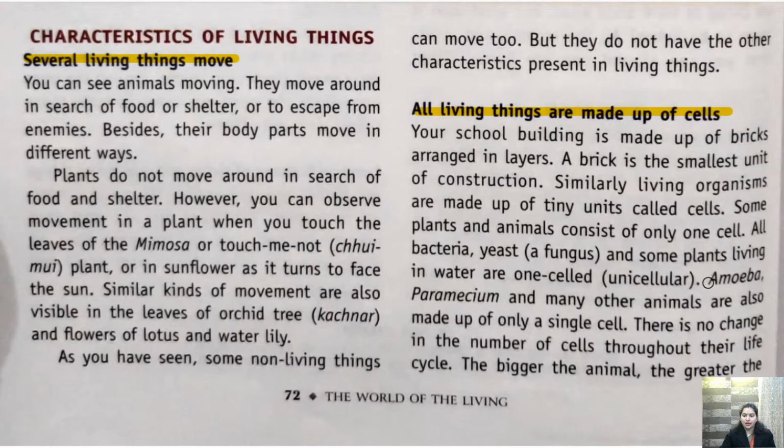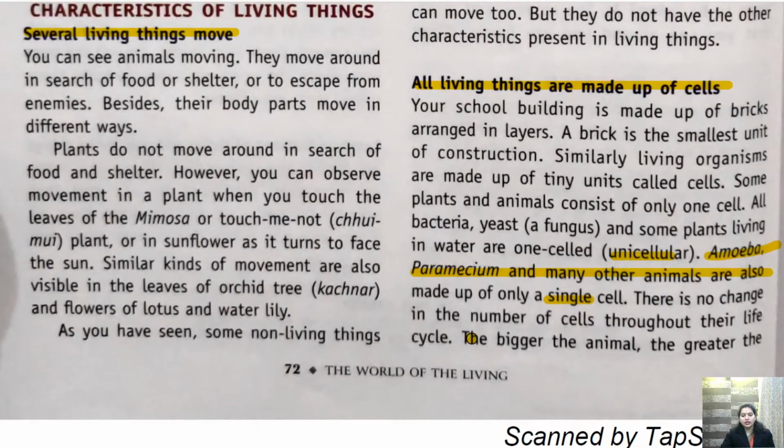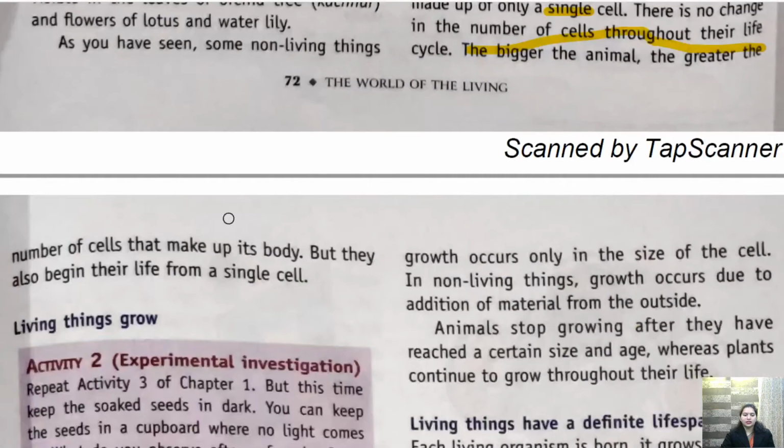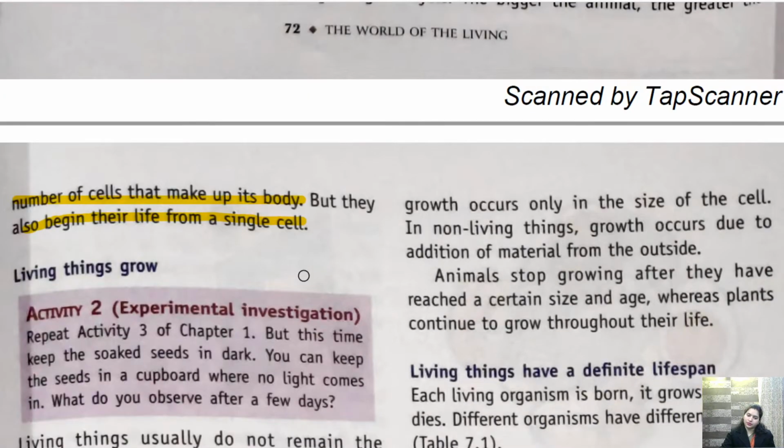So see, for example, we have amoeba, paramecium and many other animals that are also made up of a single cell and are called unicellular. Okay. The bigger the animal, the greater the number of cells that make up its body. But they also begin their life from a single cell. Okay.